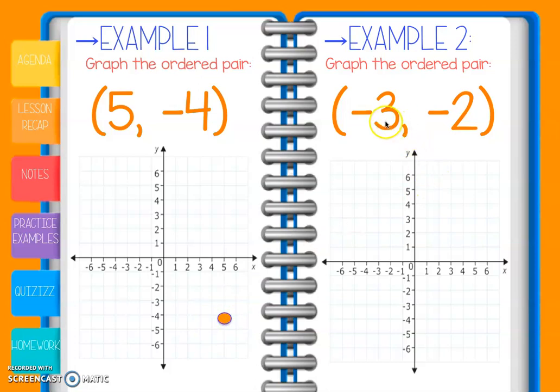Okay, let's take a look at example 2. Example 2, we have (-3, -2). I'm going to start with my point right here at the origin because that's where I always start. Then I'm going to go left to -3 and then down to -2. Where those two lines meet is where I put my point.